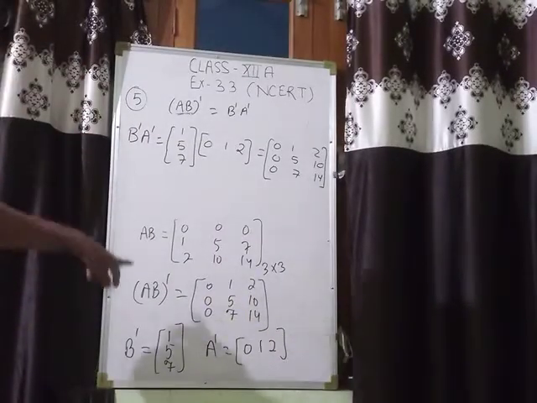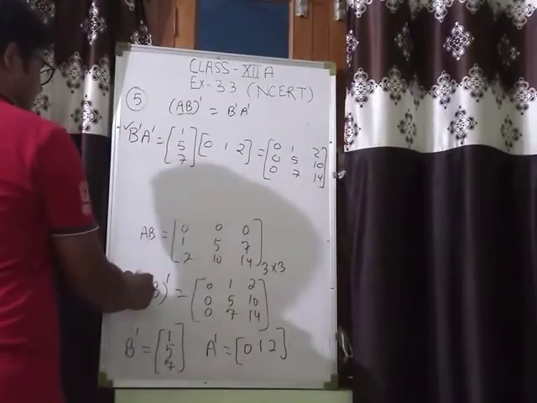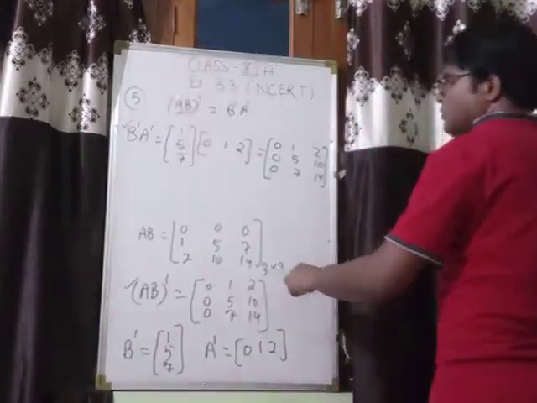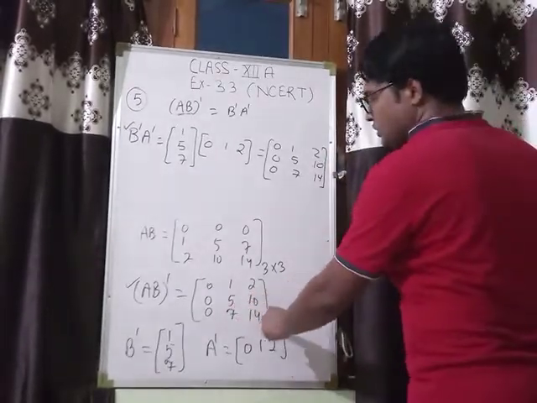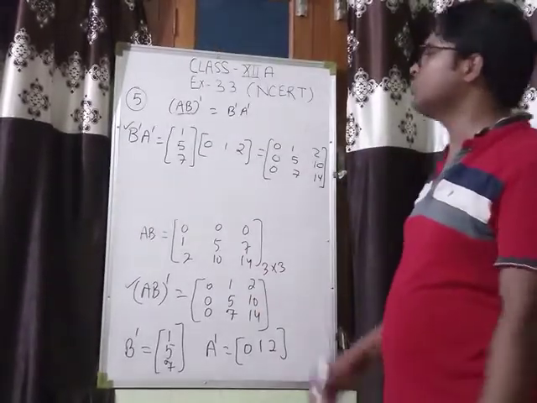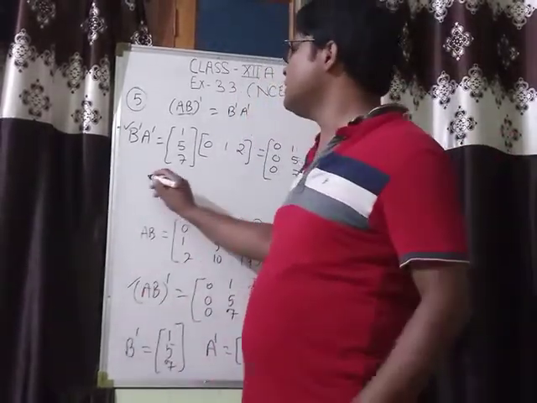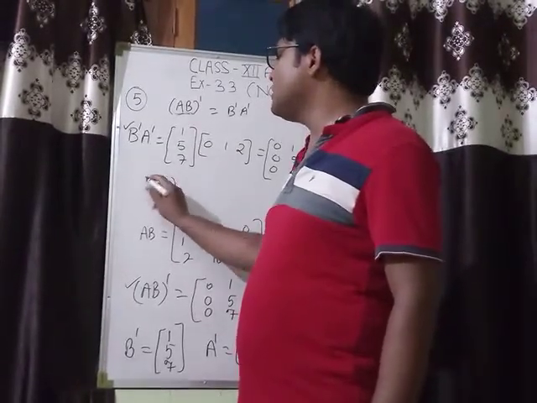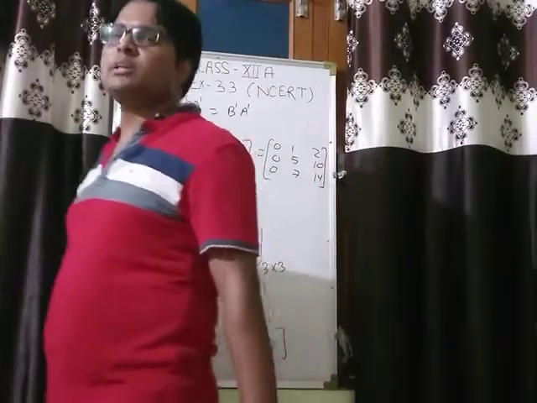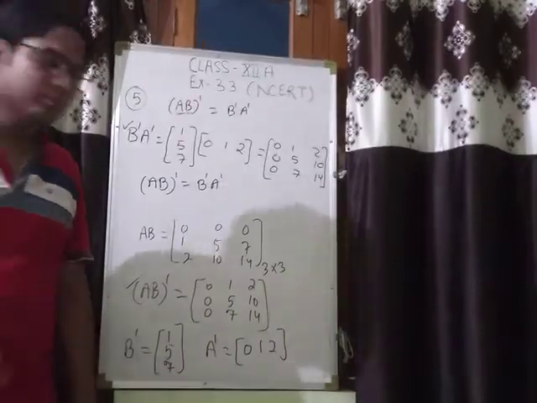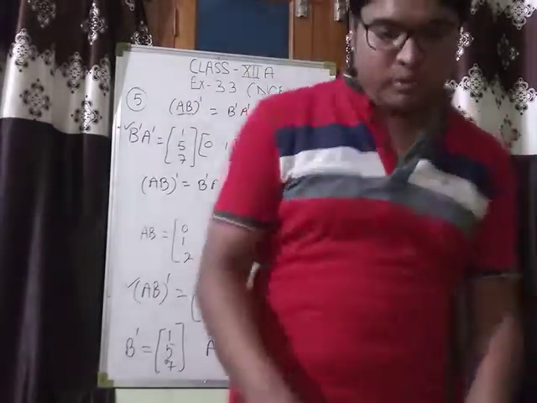Now you can check, this is AB transpose and that is B transpose A transpose. So check whether these two matrices are equal or not. So you can see 0 1 2 the first row, 0 1 2 the first row, 0 5 10 the second row, 0 5 10 the second row, 0 7 14 the third row, 0 7 14 the third row. Clearly in these two matrices corresponding entries are equal, that's why these matrices are equal. So from here we conclude that AB transpose is equal to B transpose into A transpose. That is not equal to A transpose into B transpose. Got it everyone?